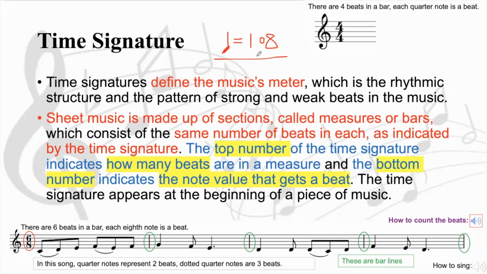108 quarter notes. So it depends on the time signature here. For example, this is 4/4, right? So a quarter note is a beat, so it means there will be 108 beats in 1 minute. Yeah, that's the speed.